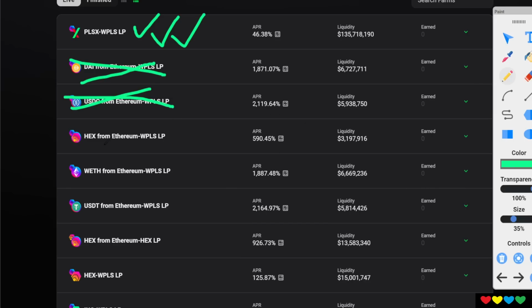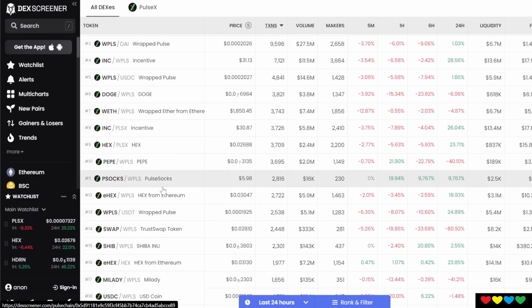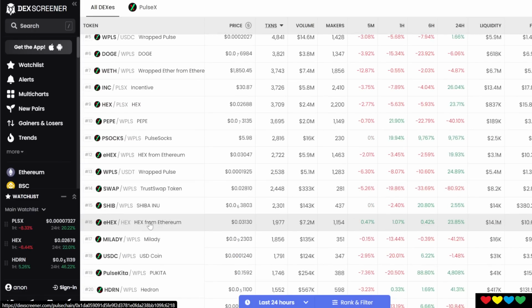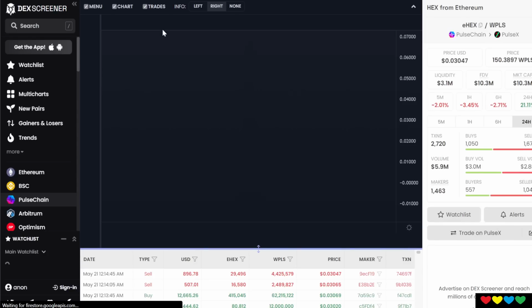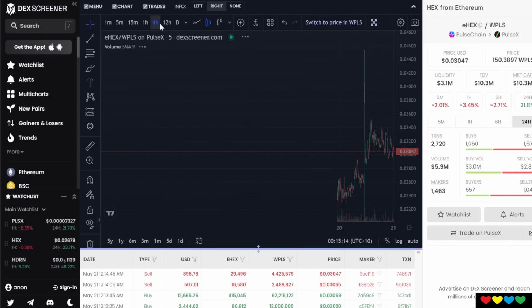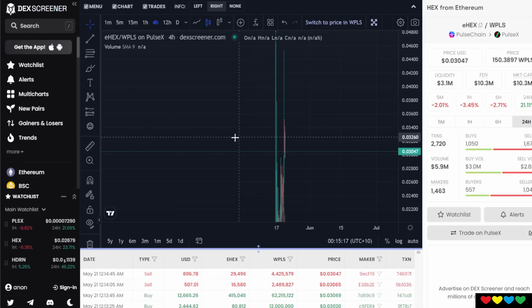Okay, so eHEX and Pulse. You can actually find Hex from Ethereum. This is Hex from Ethereum and Pulse. Here it actually is. We're going to have a look at this ratio because of impermanent loss. You want to know what's the risk of this deviating.